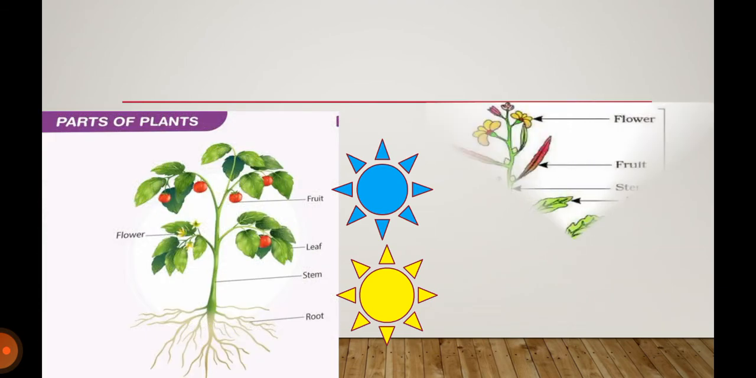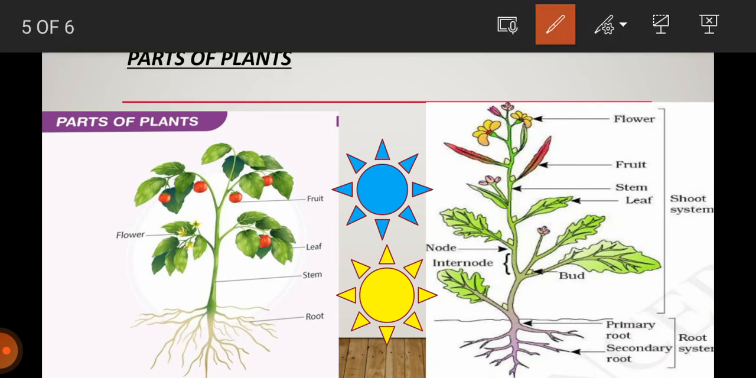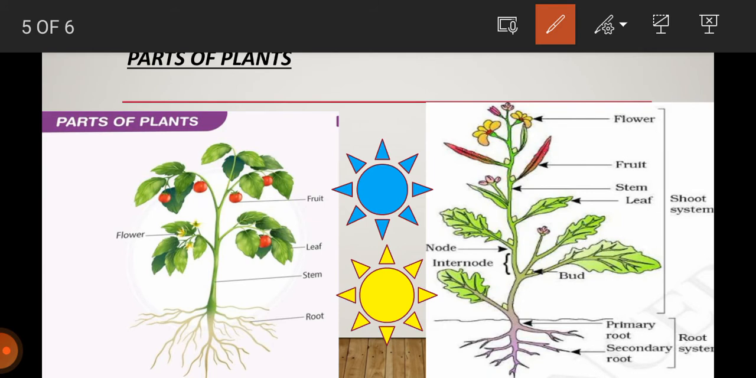This is what? Parts of a plant. There are two pictures. This is leaf. This is leaf. This is flower. This is fruit. This is root. This is stem. Stem helps the plant to stand upright.